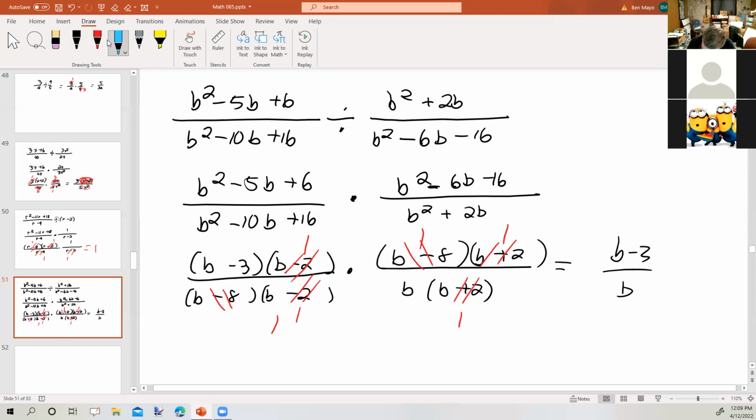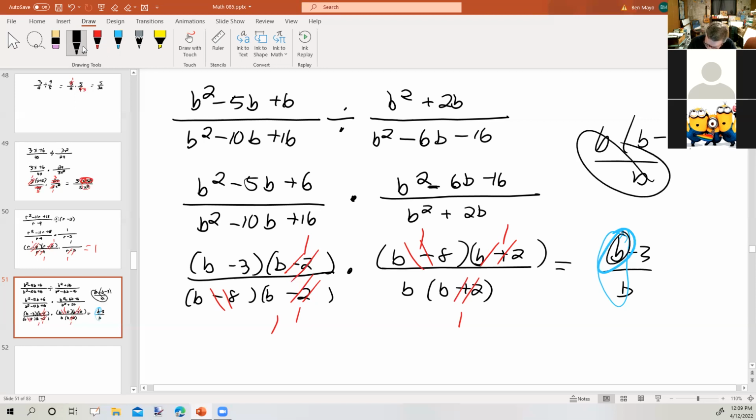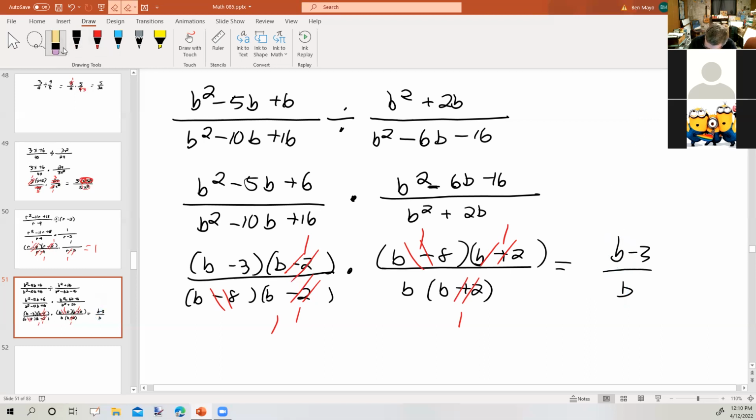Can I reduce these b's out? I'm gonna say no. That's a good answer because it is no. Why? This b is not a factor of the numerator. Now, let's say my answer had been something like this. Then I could have reduced those out. But this b is not a factor of the entire numerator. Okay. I almost tricked you, but I didn't. Good.